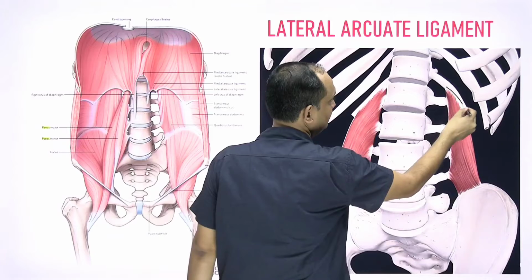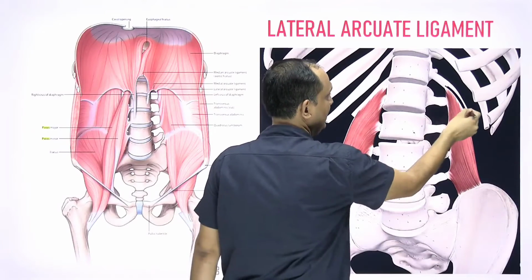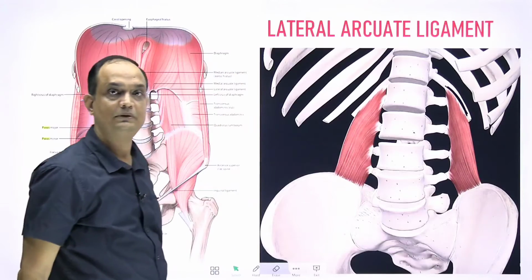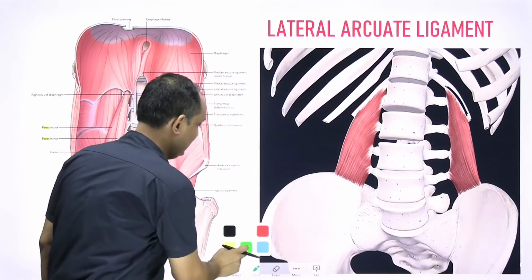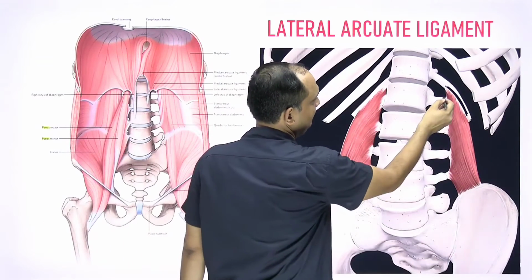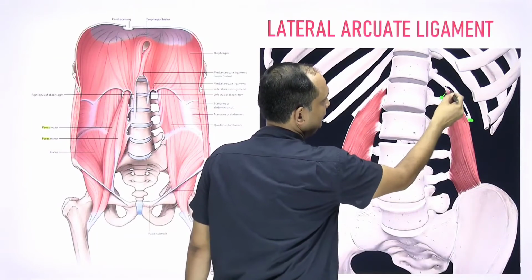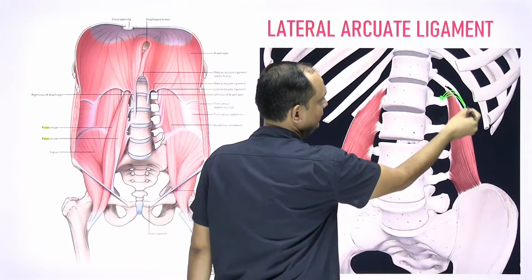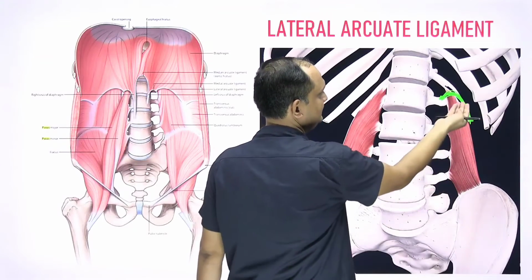Now, this is the point of insertion. This point of insertion is on the rib, and this is the quadratus lumborum insertion. But when you talk about the lateral arcuate ligament, if I have to draw it, I will start from the tip of L1 to the tip of T12, and I will draw it like this. Now, when I draw like this, it seems like this muscle is inserting here.